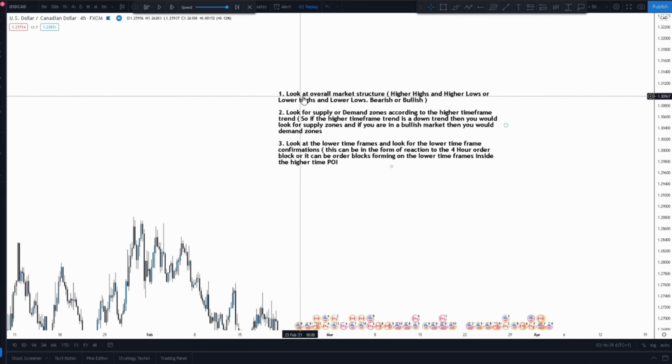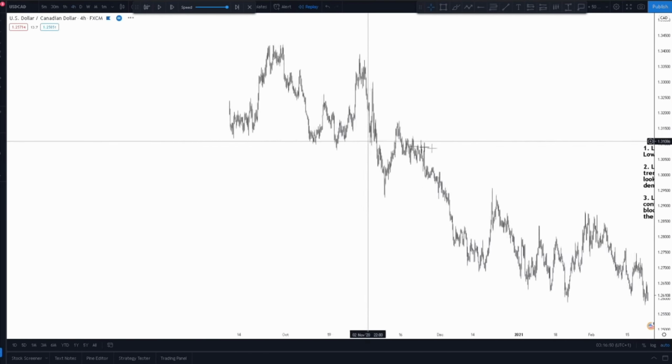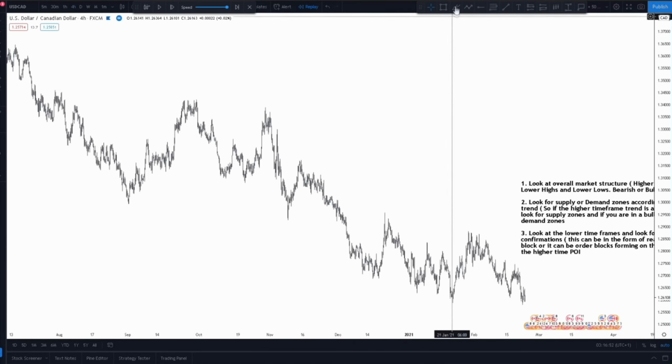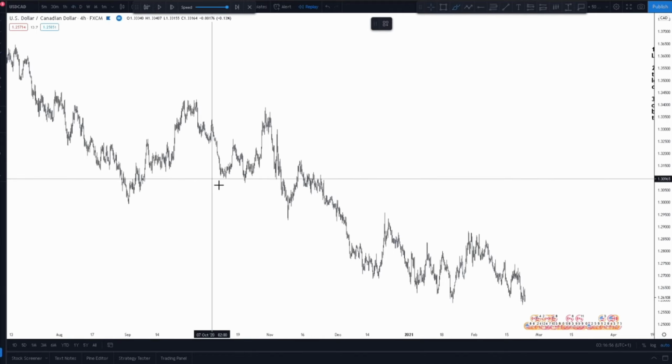So the first thing that we look at is our overall market structure. So our overall trend. Is the market bullish? Is it bearish? Is it sideways? What's happening in the market? So what I have here is a chart example of USD CAD. If we just look at the chart, you'll notice, let me just get rid of this for the time being, you'll notice that USD CAD is in a massive downtrend.